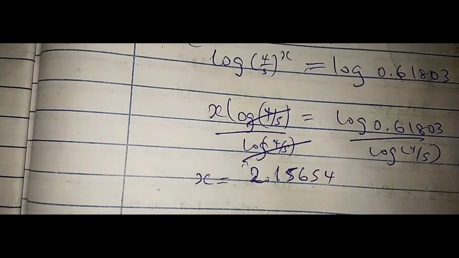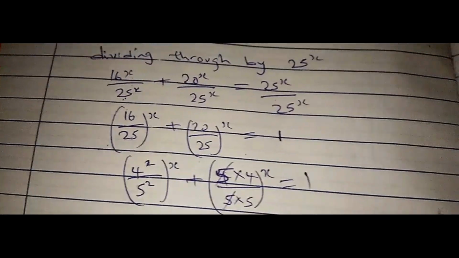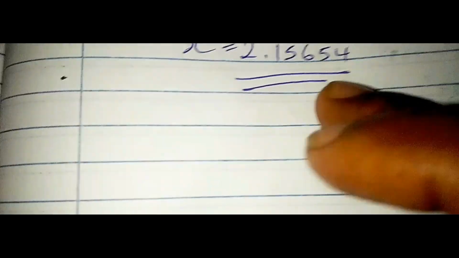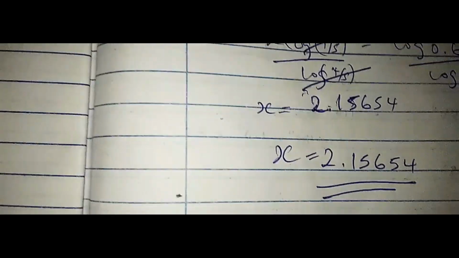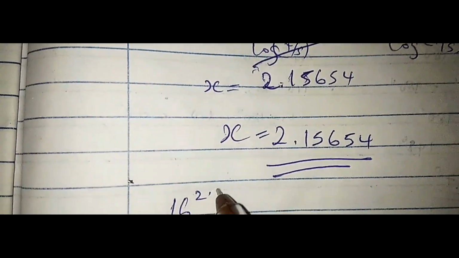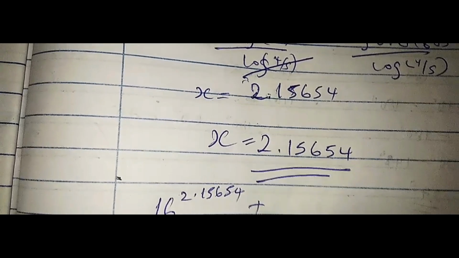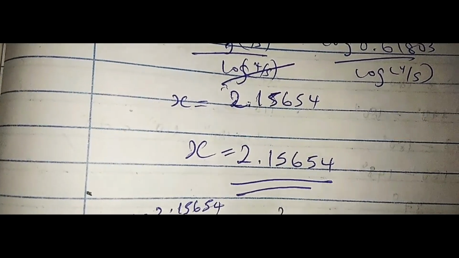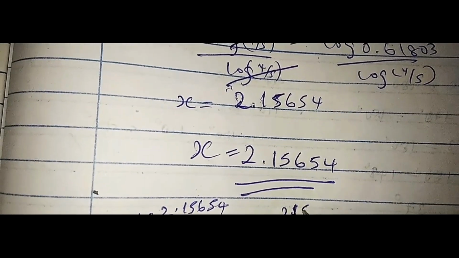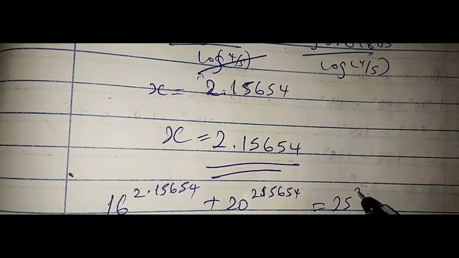So our x is equal to 2.15654. This is the answer for this equation. You can input this value of x into the original equation and you will see that it gives the same thing on both sides. You can try that at home.